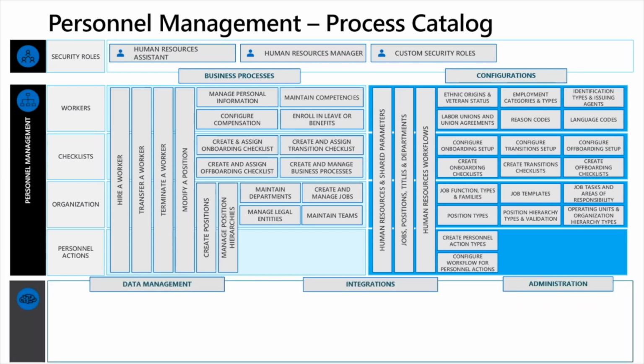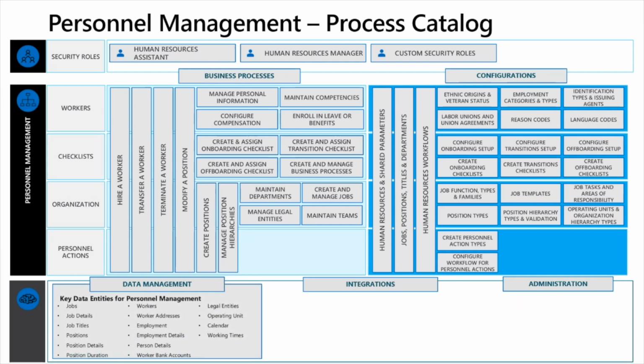In the last pillar of our process catalog, we'll focus in on 3 key areas, including data management, integrations, and administration. Let me start with data management. There are many data entities that support the various processes and configurations shown here. The list of entities you see here is by no means an exhaustive list. We will take a closer look at the data model a little later.